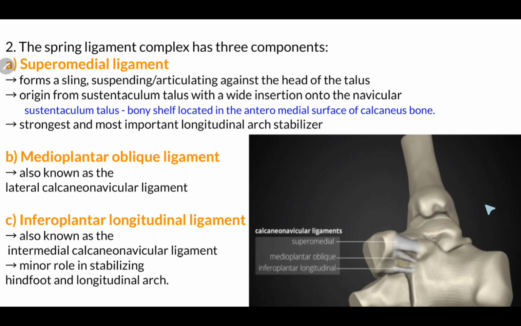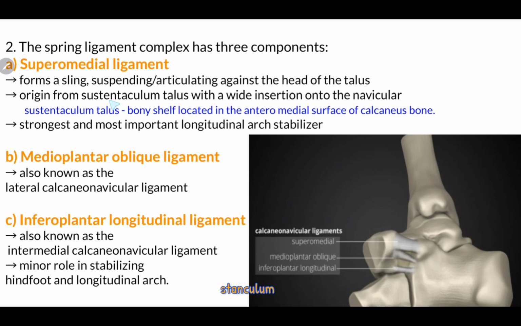So look at this picture. The supramedial ligament is located superiorly. The medioplantar oblique ligament is located along the medial side, and the inferior plantar longitudinal ligament is located inferiorly. Now, the first point is that the supramedial ligament forms a sling suspending or articulating against the head of the talus. The head of the talus is located here, and the supramedial ligament forms a sling along it.